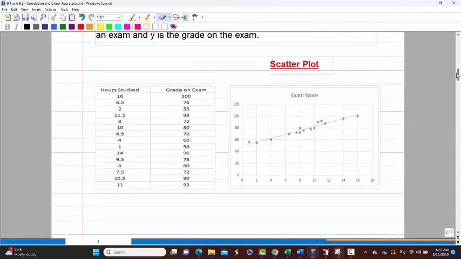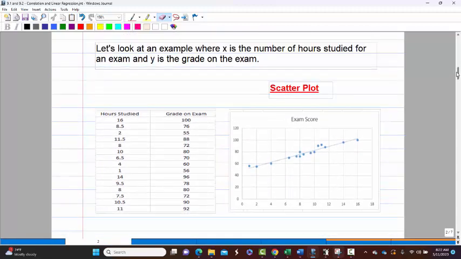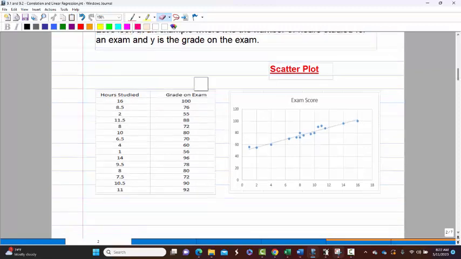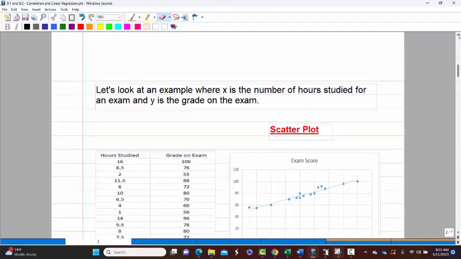Now here's an example I just made up, where x is the number of hours studied for an exam, and y is the grade on the exam. I just made these up, and you read each one: 16 goes with 100, 8.5 goes with 76. I used Excel to graph this, and that graph is known as a scatter plot.